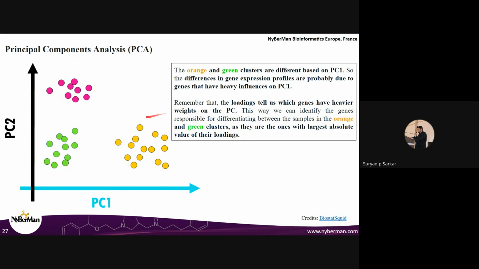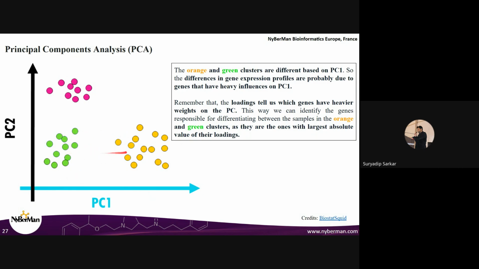So those genes which have very high loadings or very high weights on PC1 are actually contributing towards their separation on PC1. So those are the genes which are very differently expressed in these two distinct clusters, right? Remember, the loadings is what is telling us which genes have a heavier weight on the PC, right? So this way we can identify the genes responsible for differentiating between green cluster and orange cluster, as they are the ones with the largest absolute value of their loadings. Okay. So this is what this is telling us.